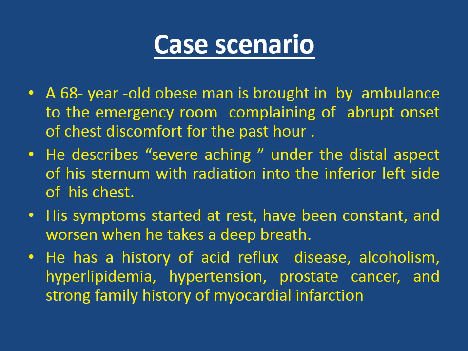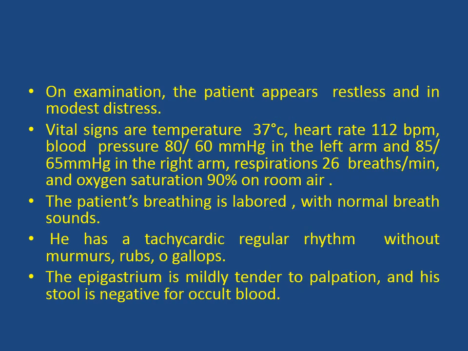So let's see this case scenario. A 68-year-old obese man is brought in by ambulance to the emergency room, complaining of abrupt onset of chest discomfort for the past hour. He describes severe aching under the distal aspect of his sternum with radiation into the inferior left side of his chest. His symptoms started at rest, have been constant, and worsen when he takes a deep breath. He has a history of acid reflux disease, alcoholism, dyslipidemia and hypertension, prostate cancer, and strong family history of myocardial infarction. On examination, the patient appears restless and in mood distress.